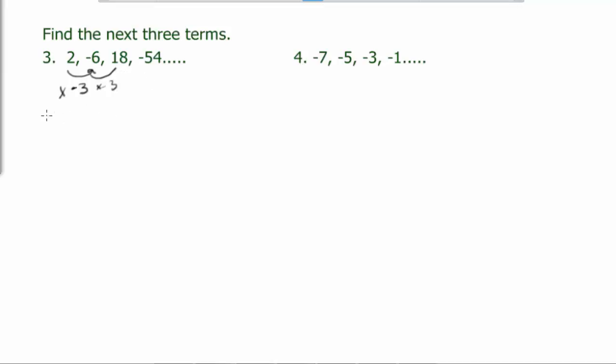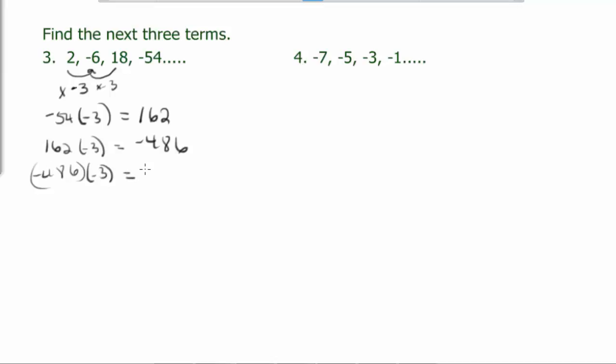So you have to do -54 times -3, which is positive 162. And then you take 162 times -3, and you get -486. Then you take -486 and multiply by -3, and you should get positive 1458. So that's how you find the next three terms.